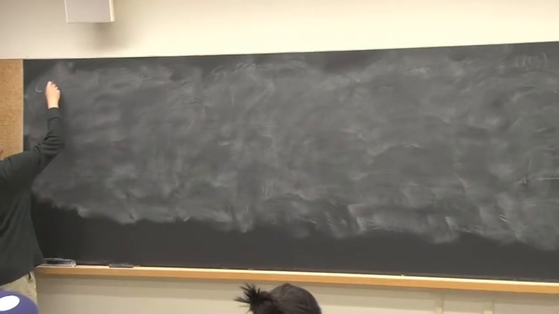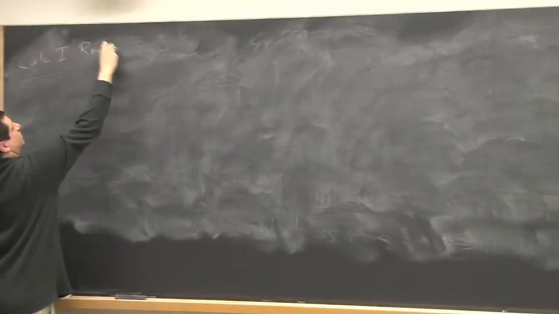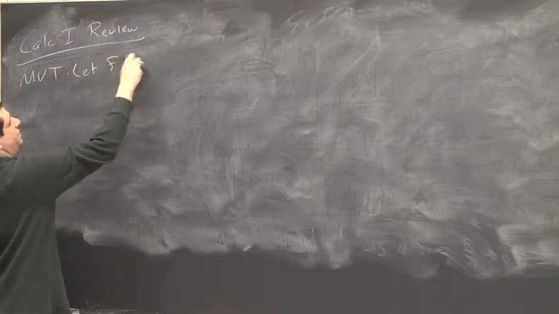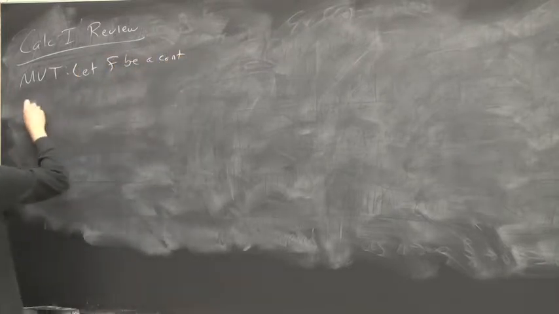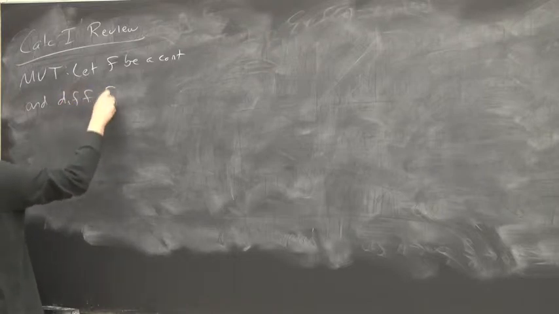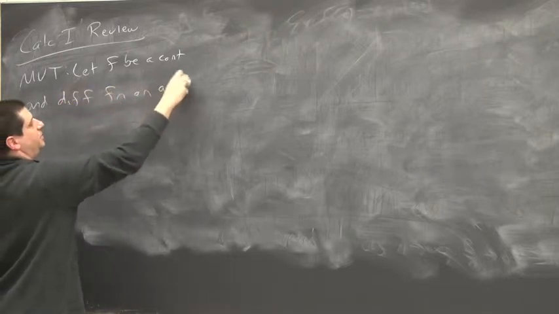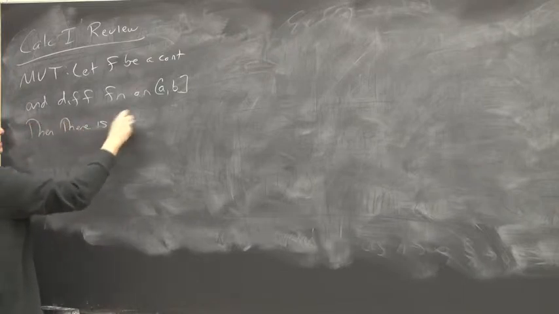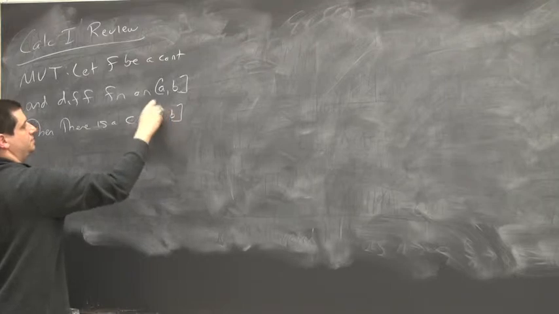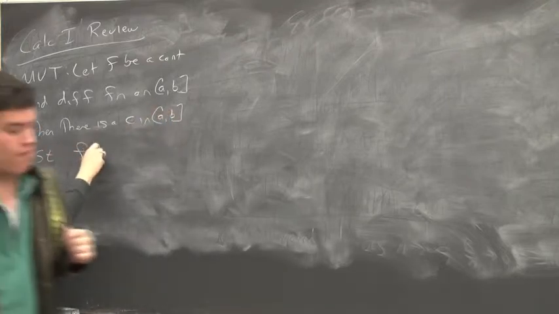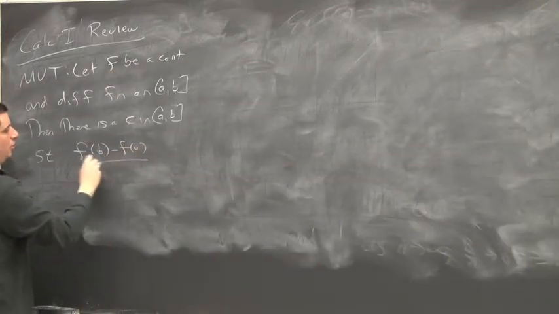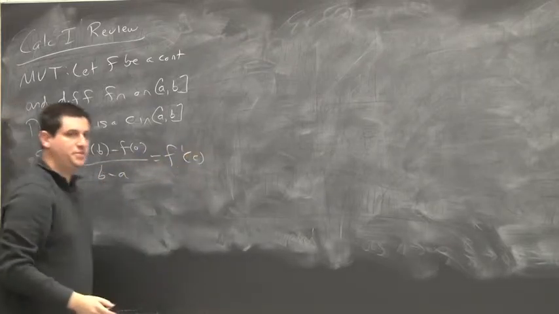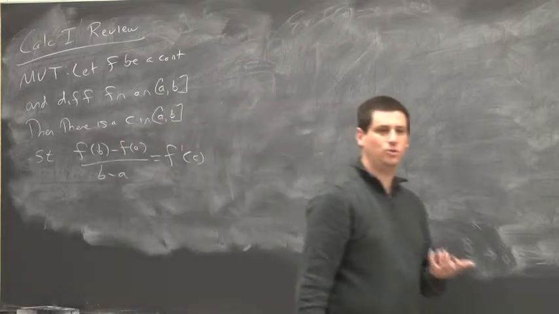So Calc 1 review. We're going to start with the mean value theorem. Let f be a continuous and differentiable function on the interval [a, b]. Then there is a c in [a, b] such that (f(b) minus f(a)) over (b minus a) is f prime of c. I love the mean value theorem. It is one of my favorite theorems from Calc 1.